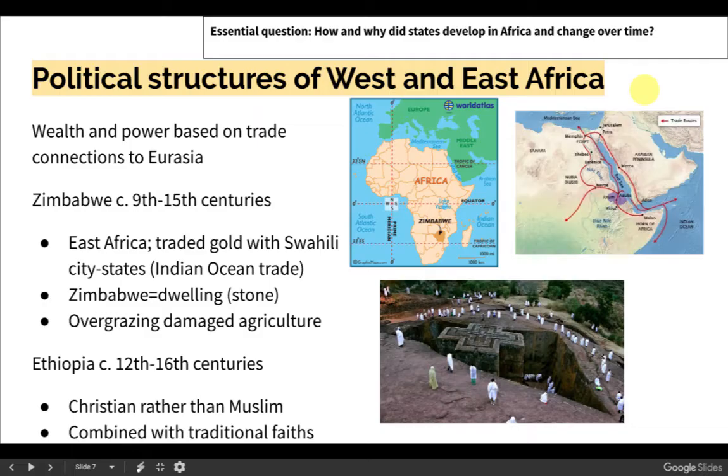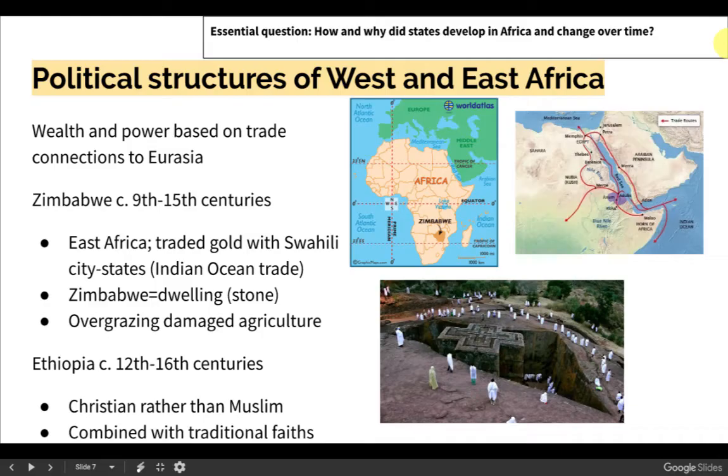So modern-day Ethiopia was an island of Christianity, and the Kingdom of Aksum encouraged the practice of Christianity, building 11 churches of rock, such as the one shown here. In Aksum, shown here on the map, Christianity was combined with traditional beliefs like ancestor veneration to create a unique form of the religion. You might compare this process with how Christianity developed in Latin America, which you learned about in the previous chapter.